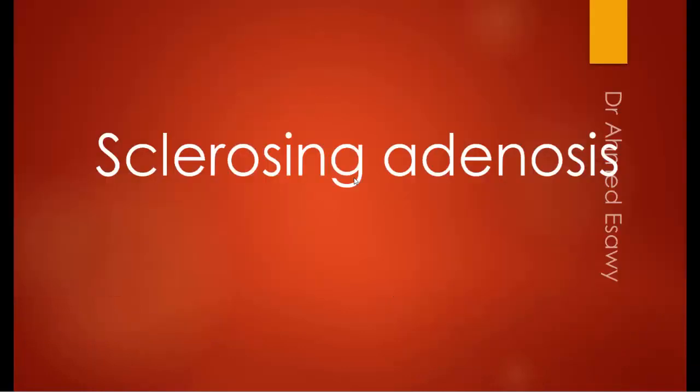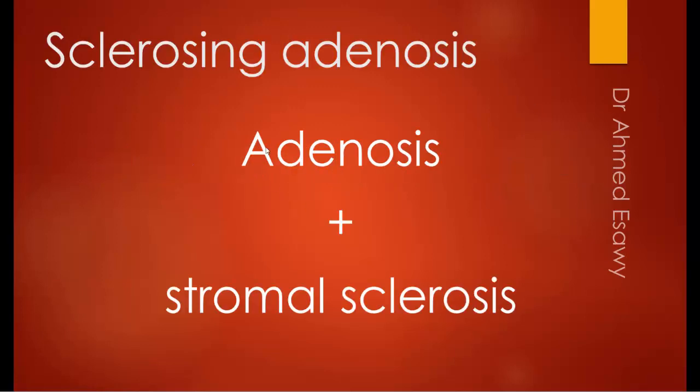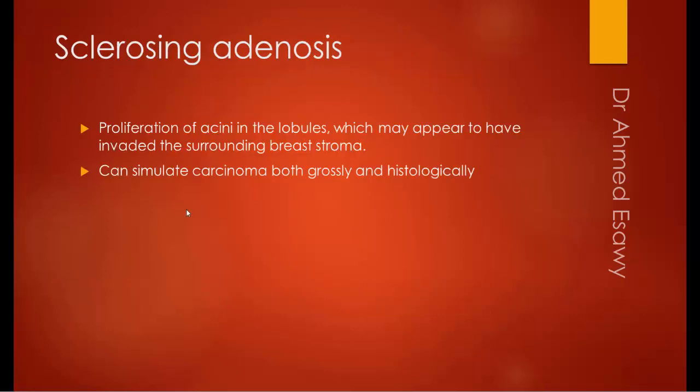Sclerosing adenosis. This is another type of fibroadenosis; we talked before about findings in simple adenosis. Sclerosing adenosis means adenosis with stromal sclerosis. Sclerosing adenosis: proliferation of acini in the lobule usually appears to have invaded the surrounding breast stroma. Proliferation of acini in the lobules, which may appear to have invaded the surrounding breast stroma, can simulate carcinoma both grossly and histologically.